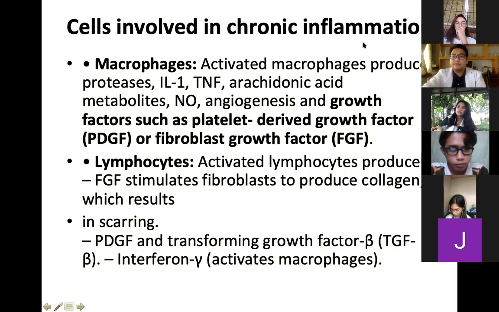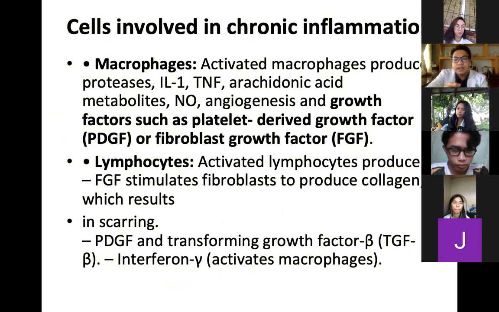So what are the cells involved in chronic inflammation? We have two basics, okay? The macrophages and the lymphocytes. The activated macrophages produce proteases, IL-1, tumor necrosis factors, arachidonic acid metabolites, and NO, and angiogenesis and growth factors such as platelet-derived growth factor or fibroblast growth factor. Okay, class. Macrophages are located on different parts of the body.